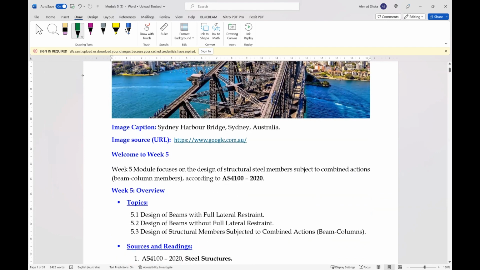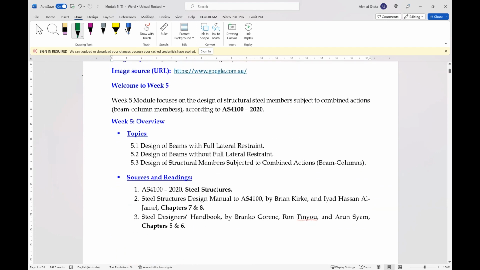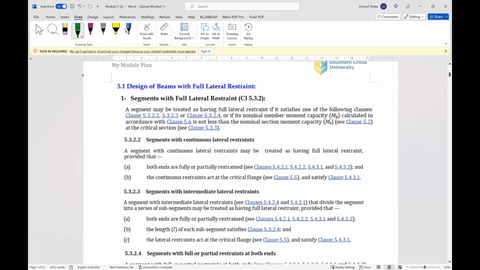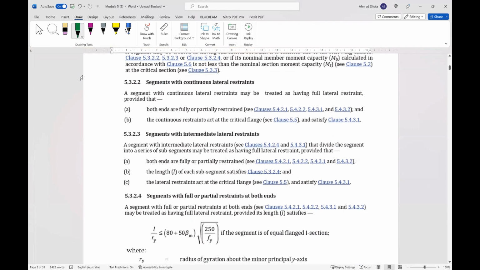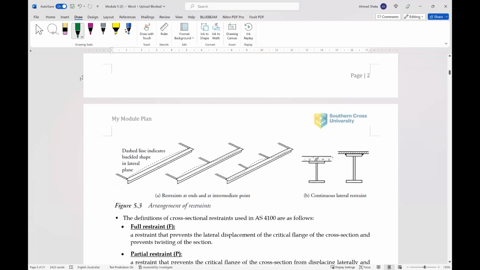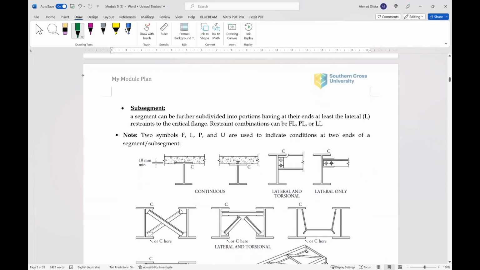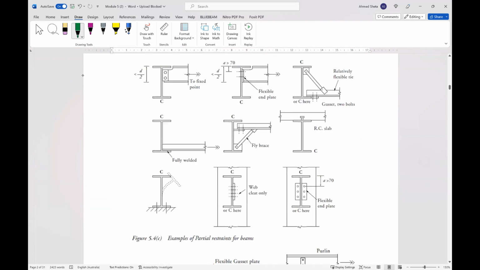In this week, we are also talking about the beams, because we have some parts of the beams with full lateral restraint and without full lateral restraint, and combined action, beam columns, or portal frames. In this week, I will go through the equations. First, you can read this stuff just to save some time.